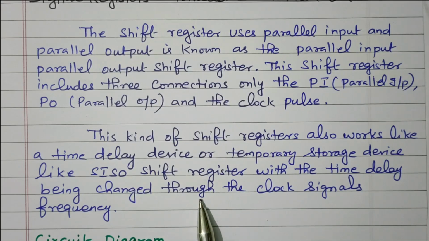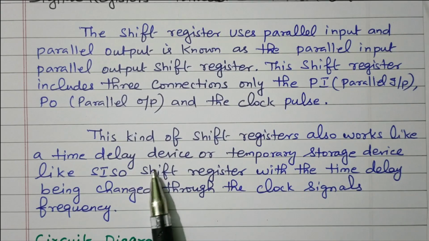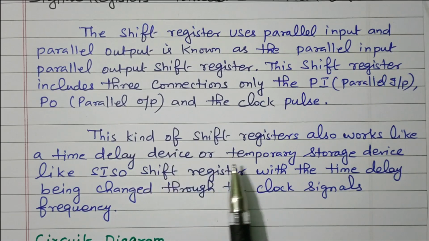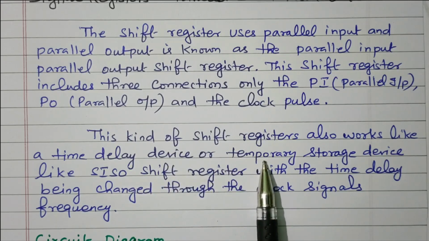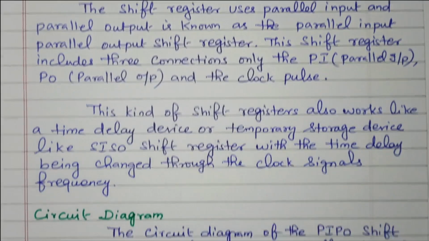So we are giving input parallelly and taking the output parallelly. So by using the time delay we can use it as a time delay device. By using the clock pulse we can make it a time delay device, because with parallel input and parallel output, nothing else will be there. So by using the clock pulse we can create a delay. Also we can use it to store data temporarily. Now we'll refer to the circuit diagram.